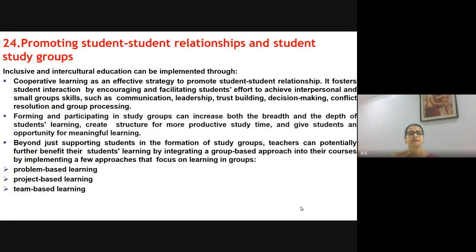The 24th method is called promoting student-student relationship and student study groups. It comes under the intercultural aspect that I have mentioned. Inclusive and intercultural education can be implemented through cooperative learning as an effective strategy to promote the student-student relationship. It fosters student interaction. Here we have three methods: problem-based learning, project-based learning, which I've covered, and team-based learning, which is also covered.